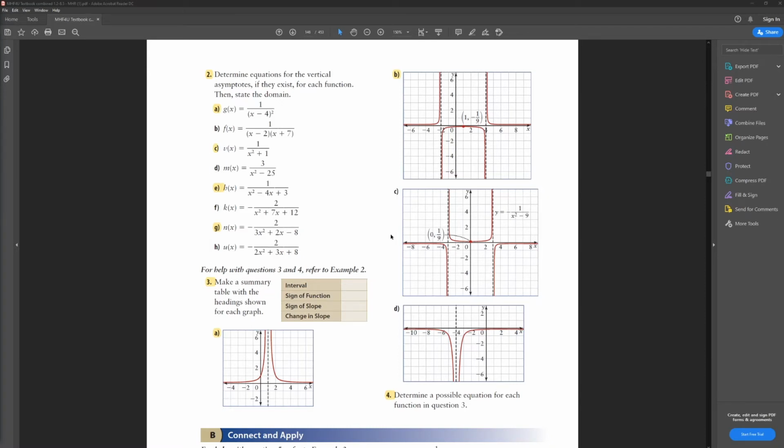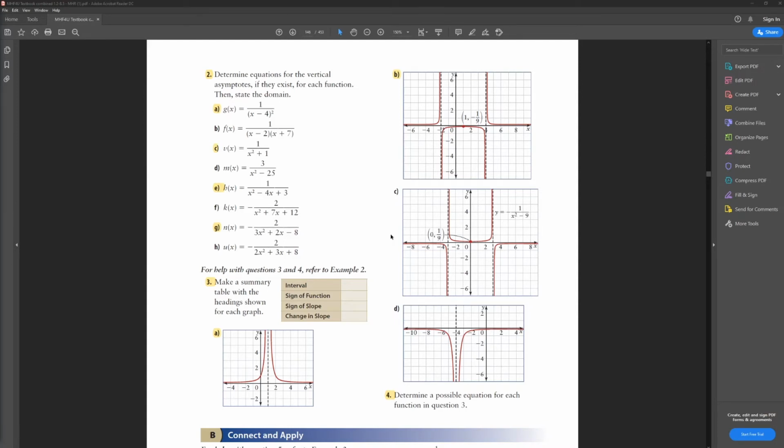simply find the value of x which makes the denominator equal to 0. So in question A, we have the denominator being equal to (x minus 4) to the power of 2. So we just equate that to 0, and we get that x minus 4 equals 0, so x equals 4. That is our vertical asymptote. Since we found the vertical asymptote, we can now state the domain, which would exclude the value at which the vertical asymptote occurs. So our domain would be x an element of all real numbers such that x does not equal 4.